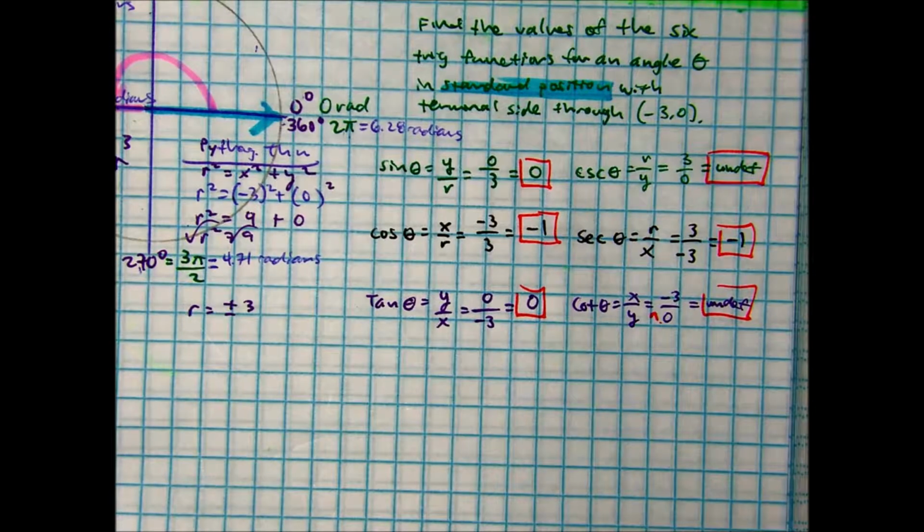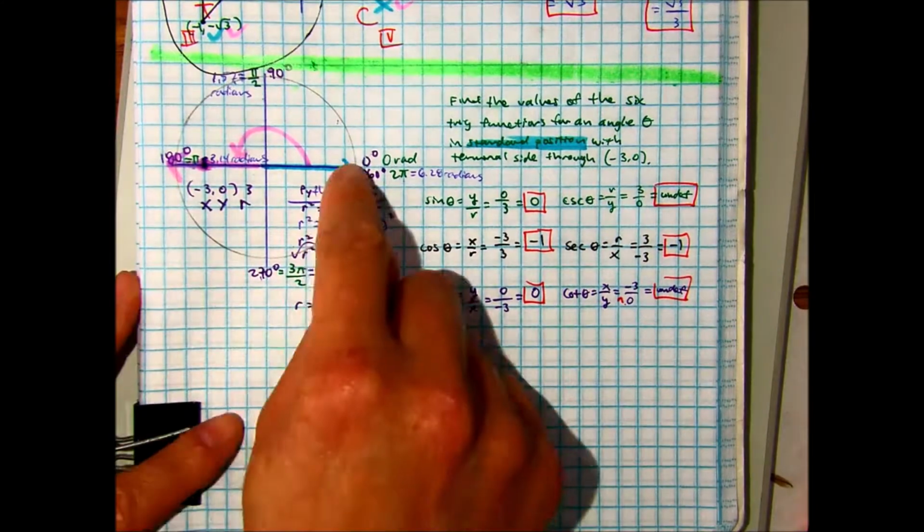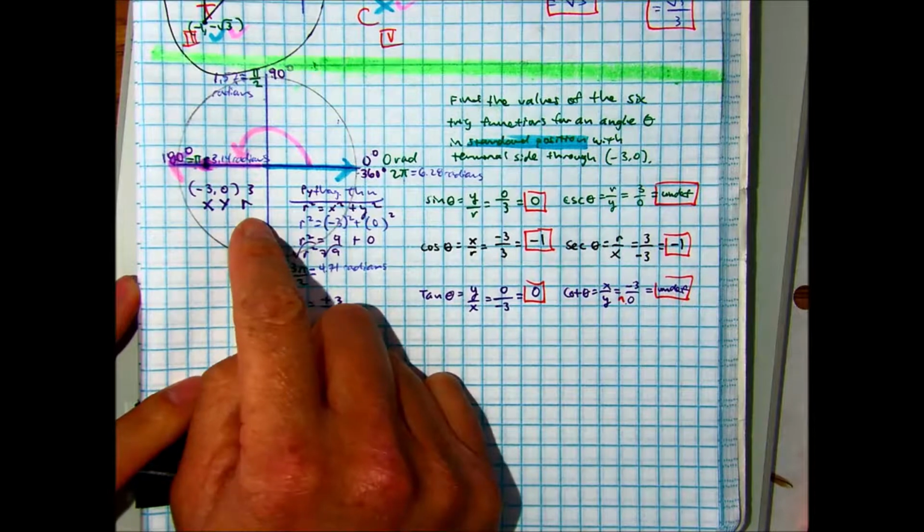So, what we learned in this problem, they're called the quadrantal angles. The reason why is because they end up on one of these lines. There is no triangle, but you can still find the r value, and then you can find your 6 trig functions.